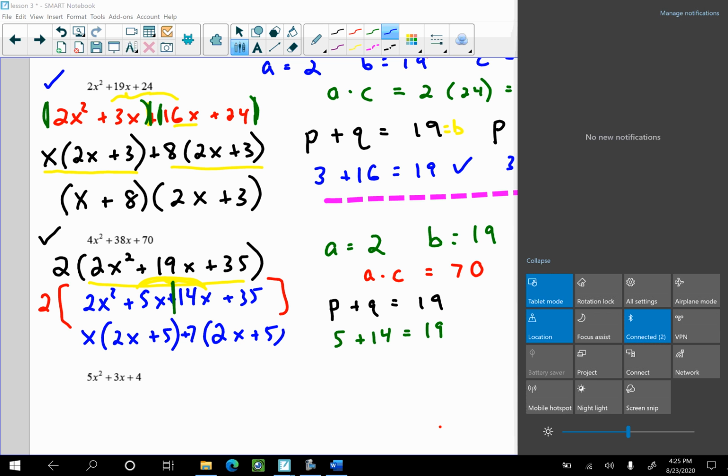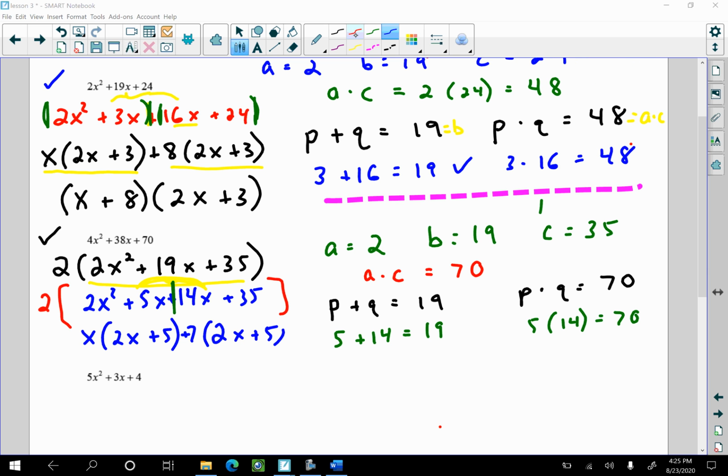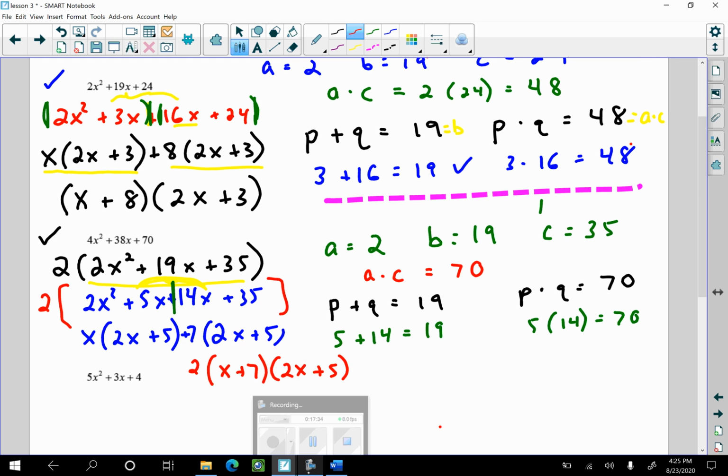So now I'm going to do the final factorization here. I'm not going to forget about my 2. But I'm going to factor the x plus 7 out times 2x plus 5. And that's the final factorization there. Okay?